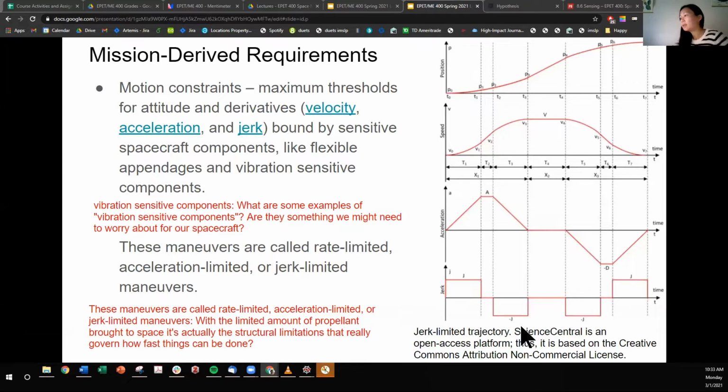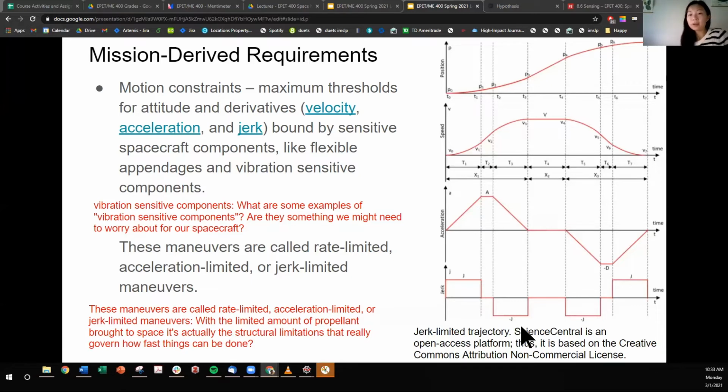Question: with the limited amount of propellant brought to space, it's actually the structural limitations that govern how fast things can move. So yeah, this is a nuanced question that I want to dig into. Good question. There are multiple variables that dictate the maximum rate, acceleration, or jerk the spacecraft can experience.